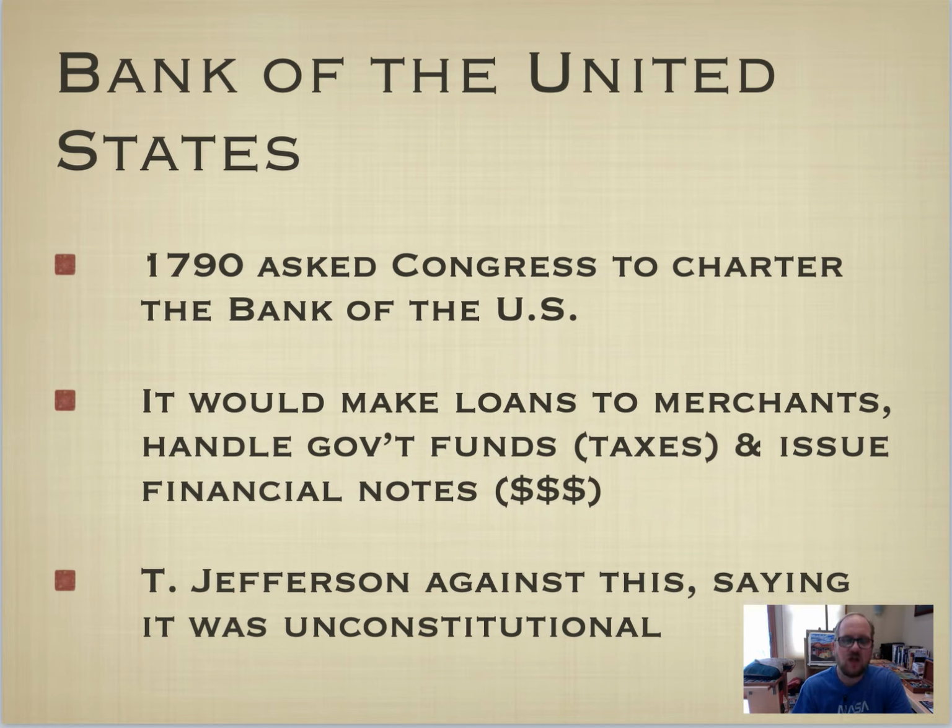Hamilton, on the other side, said, you know what, no, this bank's important. It would make loans to merchants. It would handle government funds as taxes are coming in. It would also issue financial notes, which are all things that are allowed to happen in the Constitution. Therefore, it's implied that we are also allowed to have a bank run by the federal government. So this is using implied powers, or the elastic clause. This elastic clause, implied powers, is very important to know about, because it's going to come up over and over again, especially in other aspects of U.S. history.